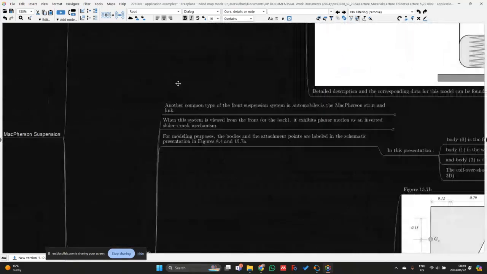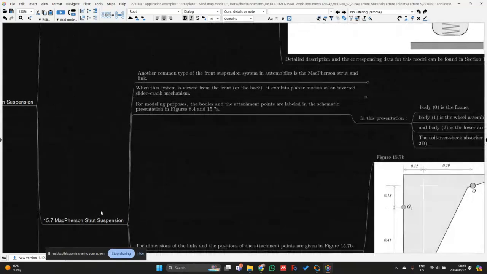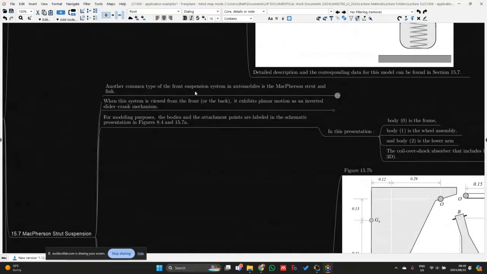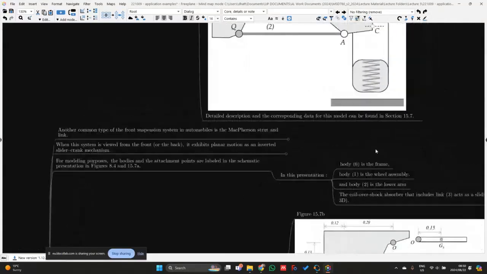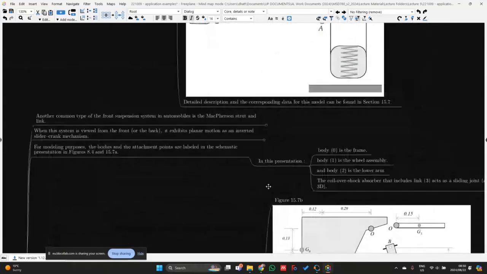Okay, so if we look at some background with regards to the McPherson suspension, another common type of front suspension system in automobiles is the McPherson strut and link. When this system is viewed from the front or the back, it exhibits a planar motion as an inverted slider crank mechanism. For modeling purposes, the bodies and the attachment points are labeled in the schematic presentation, and we see that in figure 8.4 and 15.7a.